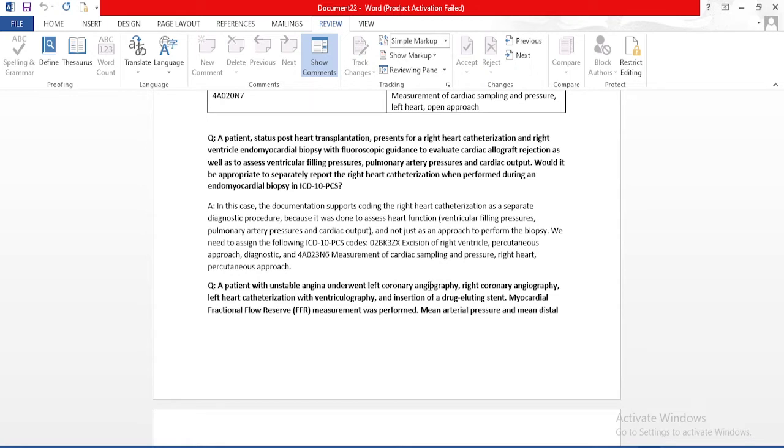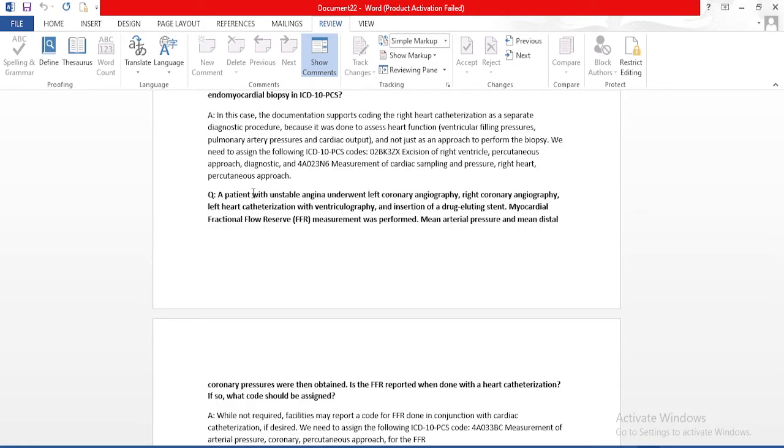Let us learn. A patient status post heart transplantation presents for a right heart catheterization and right ventricle endomyocardial biopsy with fluoroscopic guidance to evaluate cardiac allograft rejection as well as to assess ventricular filling pressures, pulmonary artery pressures, and cardiac output. Would it be appropriate to separately report the right heart catheterization when performed during an endomyocardial biopsy in ICD-10 PCS? Endomyocardial biopsy means, as our heart is covered by myocardium, to diagnose or treat any abnormality in the heart, the physician may perform a biopsy of the heart muscle.